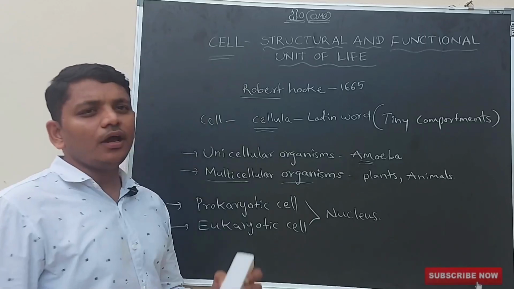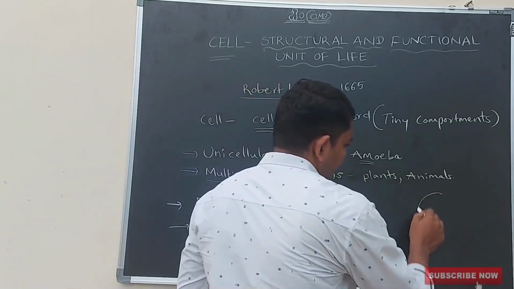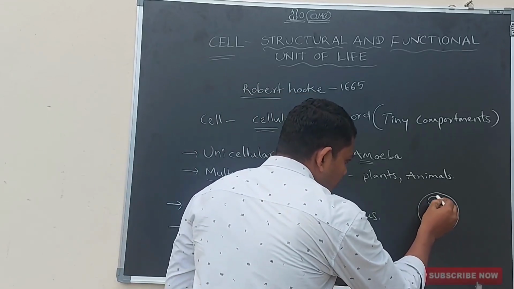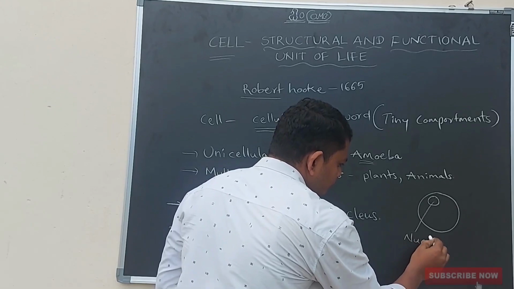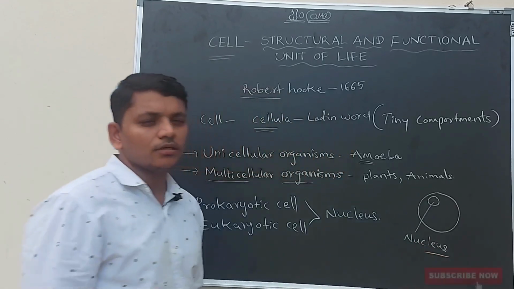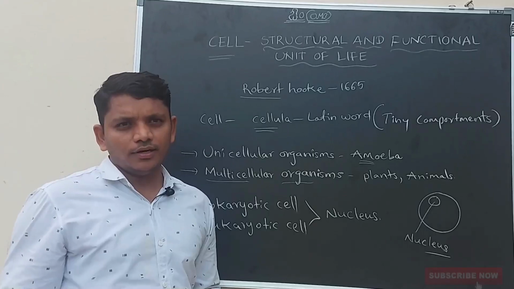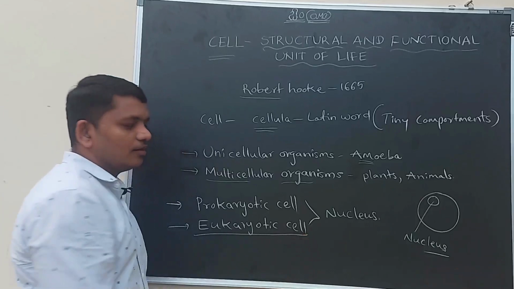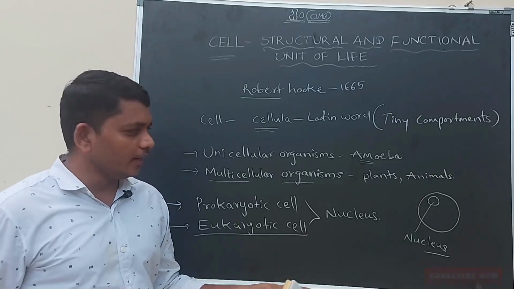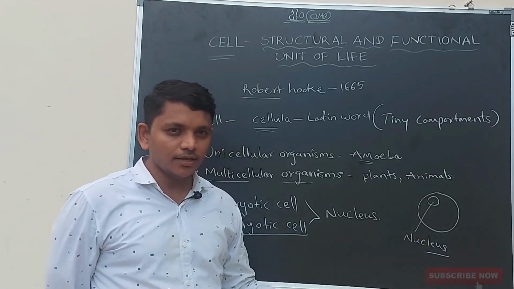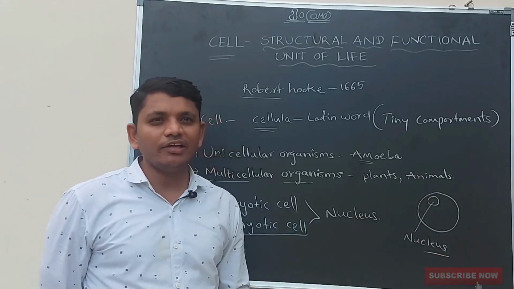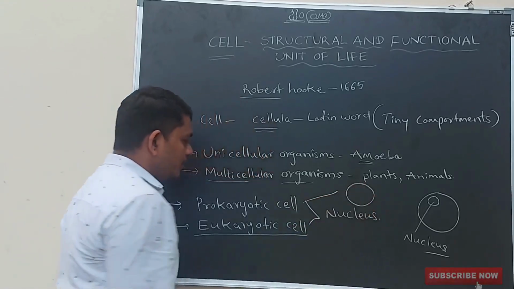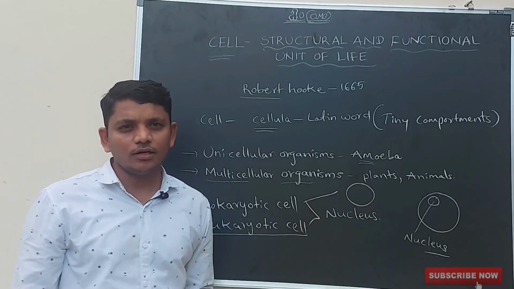You know, in most cells, the nucleus is an important organelle. If any type of cell contains the nucleus, that is called a eukaryotic cell, which means the cell contains membrane bound organelles and a well defined nucleus. If there is no nucleus in the cell, that is called a prokaryotic cell.